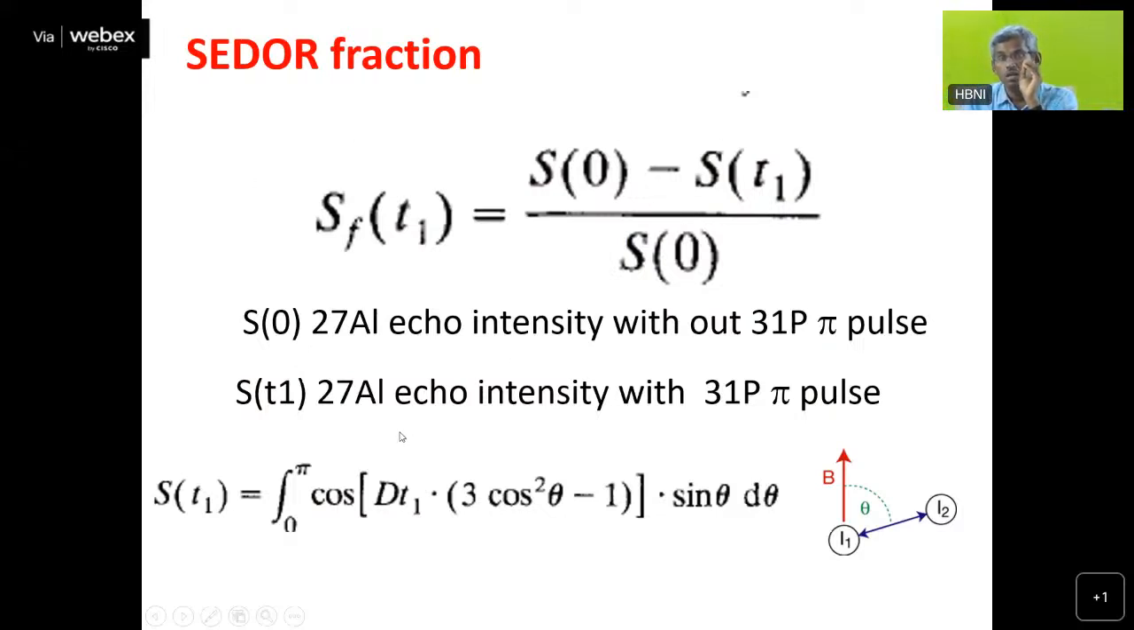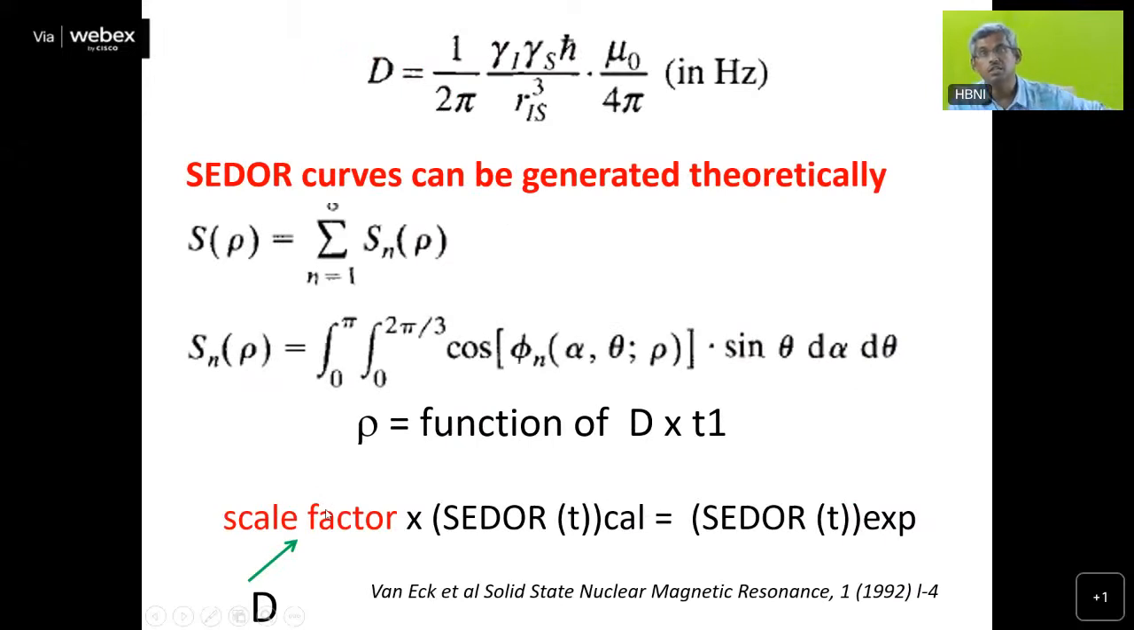Now what happens? If you know the distance vector, and if you know how it is oriented with respect to the angle of the applied magnetic field, you can theoretically also calculate S(T1) by this expression. Of course, you have to go to polar coordinates, and SEDOR curves can be generated theoretically by using this type of expression. No need to remember all those things, just to get a feeling of how to generate the SEDOR curves theoretically, I have shown it here.